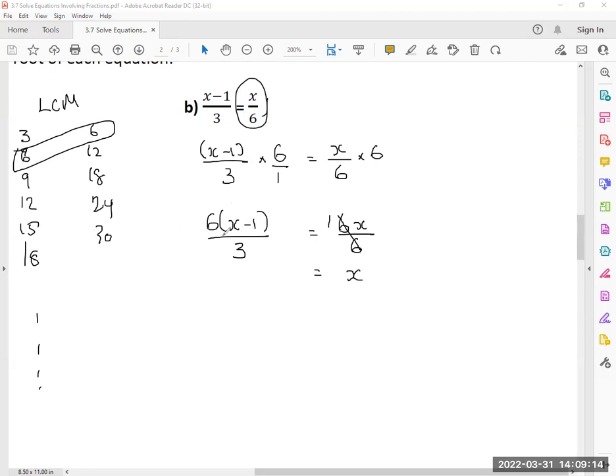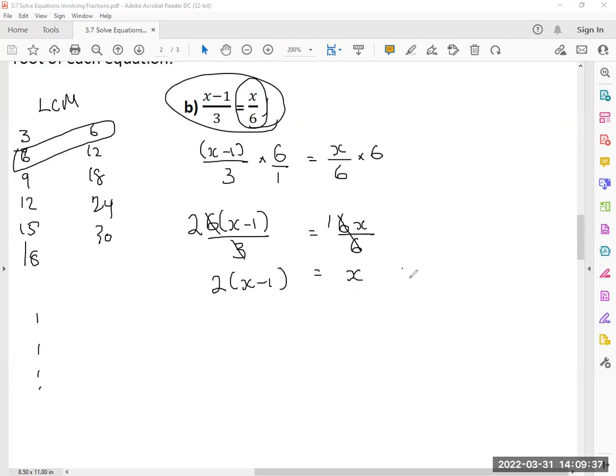What about the right side? 6 and the 3. What would that reduce into? Six divided by 3 is a 2. So the left side is 2 times x minus 1. So this fraction became 2 times x minus 1 equals x.